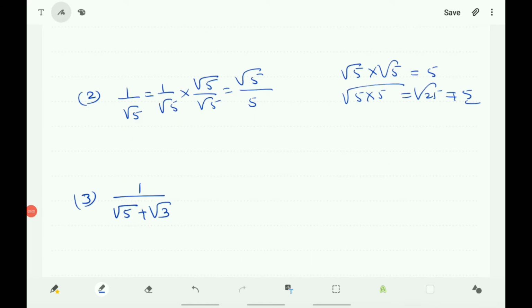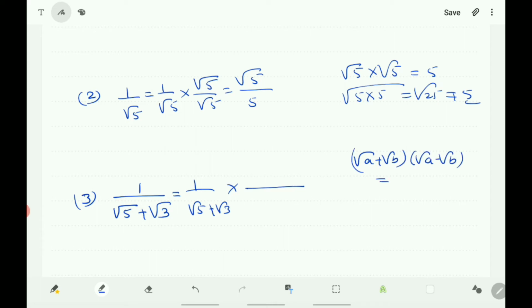Now, the third one is 1 by root 5 plus root 3. Here the denominator is root 5 plus root 3. It is irrational, having two terms, and each term is irrational. Now, you write 1 by root 5 plus root 3 into something. It must be multiplied by something to convert this into rational. You know that root a plus root b into root a minus root b is equal to a minus b, which is rational.